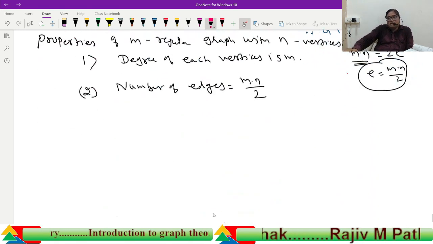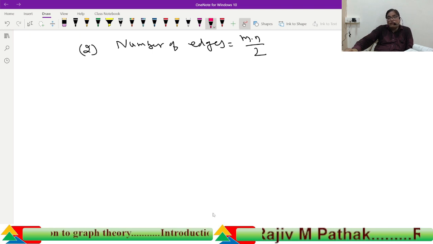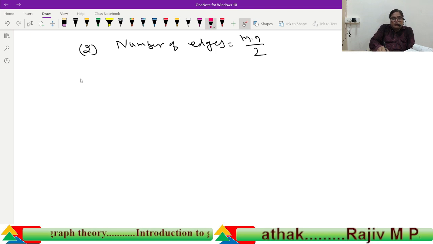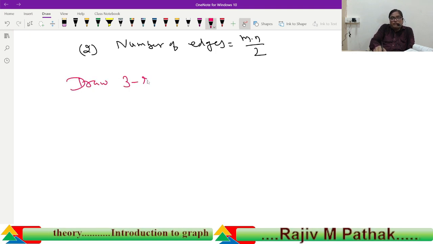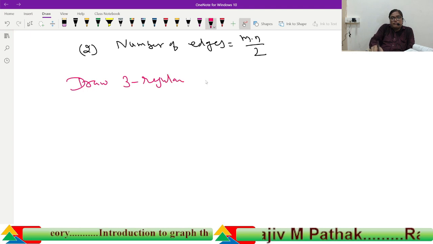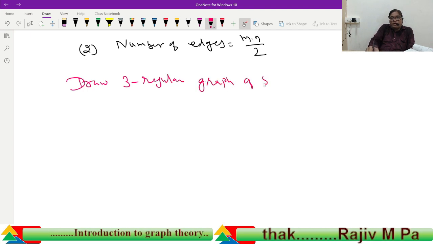So that means if the question comes, draw the 3 regular graph, say of 5 vertices. Draw a 3 regular graph of 5 vertices. This is the question you have been asked. I write this question: draw a 3 regular graph of 5 vertices.